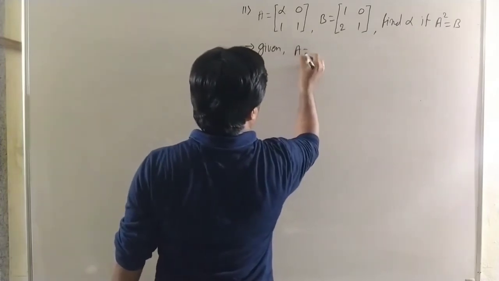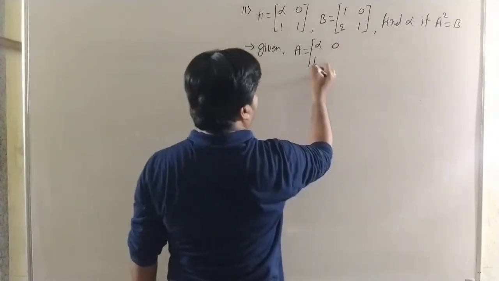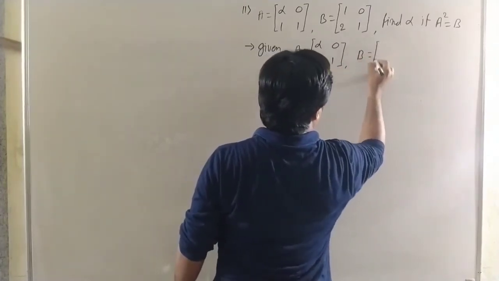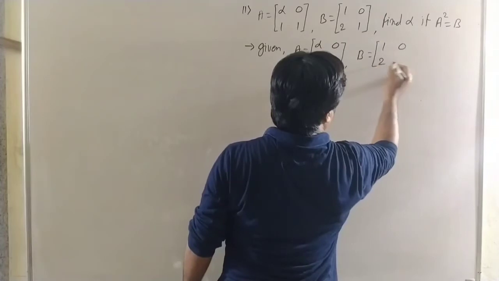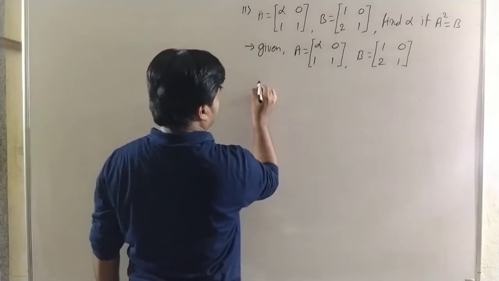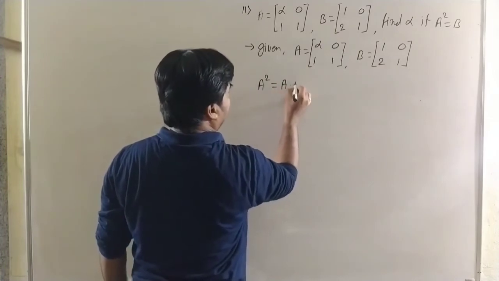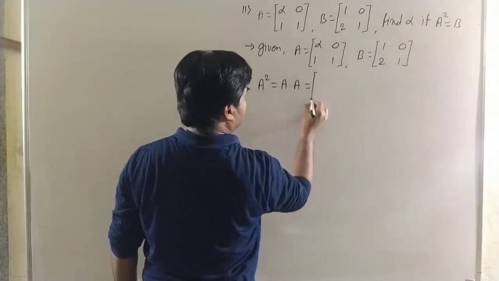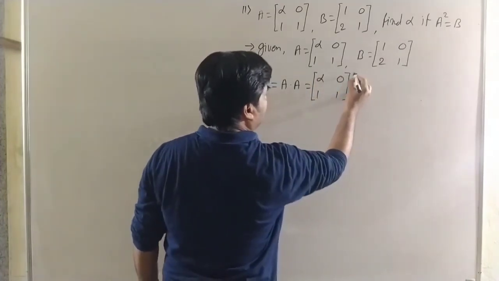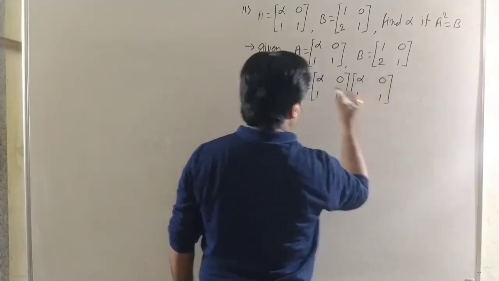Okay. Now here given the matrices A and B. A is [alpha 0; 1 1], and B is [1 0; 2 1]. Now, first we find the A square. A square is equal to A into A, and A is [alpha 0; 1 1] times [alpha 0; 1 1]. Now we take the multiplication.